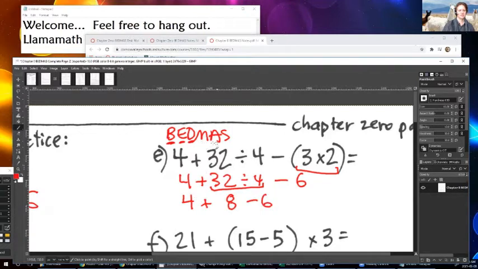There's no multiplication. There is an addition, so let's do the addition. 4 plus 8 is 12 minus 6. And then the last thing is subtraction. 12 minus 6 is 6.